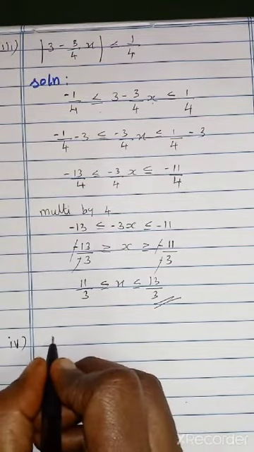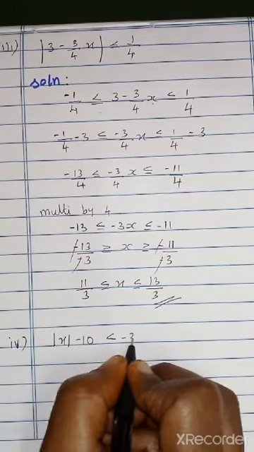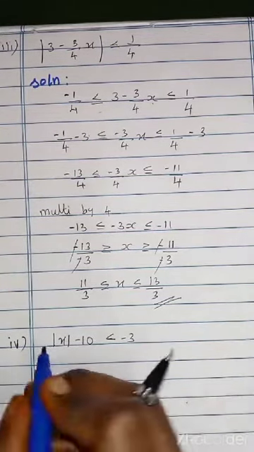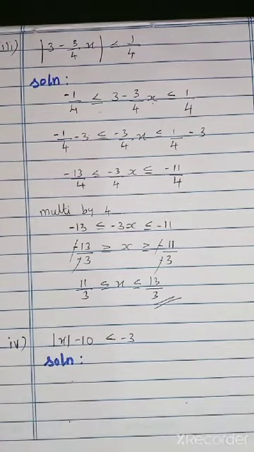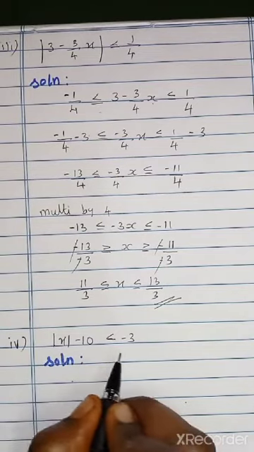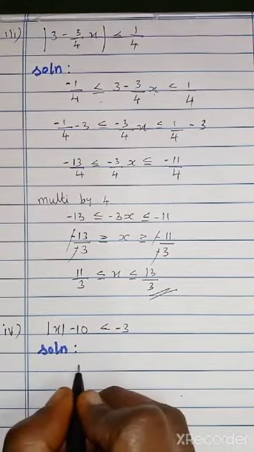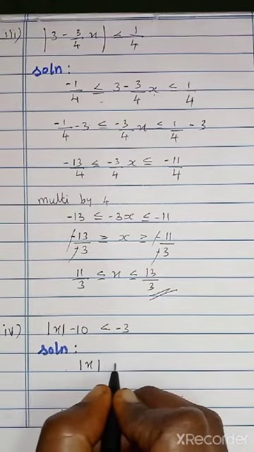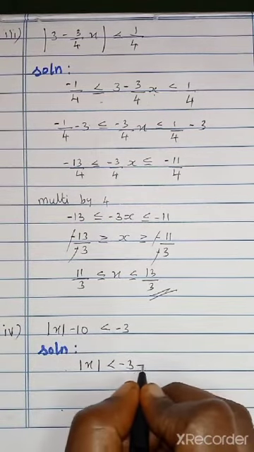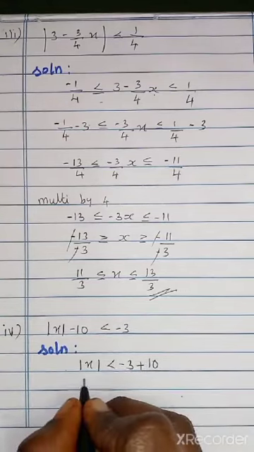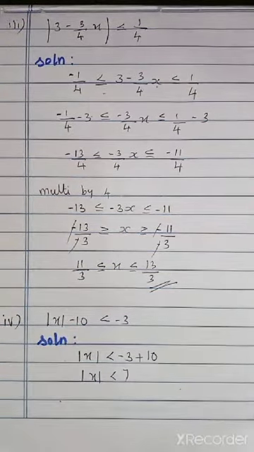It is given that mod of x minus 10 less than or equal to minus 3. In the last subdivision we saw mod of something, but here the question is given as mod of x minus 10 less than or equal to minus 3. So first, how can we write this as mod x less than minus 3? When 10 comes to this side, it will become plus 10. So we can write mod x less than 7.